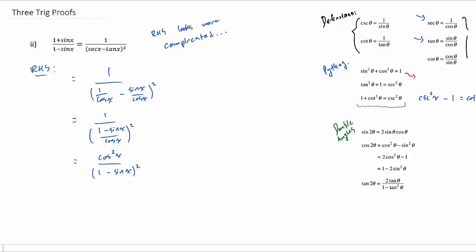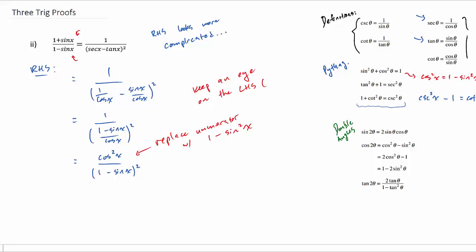So now I've got cos squared over 1 minus sine squared. Now, if I look over to my left-hand side, I can see that I'm supposed to have a 1 plus sine on the top. I'm not supposed to have any coses. So that means I probably want to use another Pythagorean identity to get rid of that cosine squared. I want to replace it with 1 minus sine squared. Always keep an eye on the goal, on the other side of the equation. Think, where am I trying to get to? Because we had 1 plus sine over 1 minus sine, we knew we had to get rid of cosine.